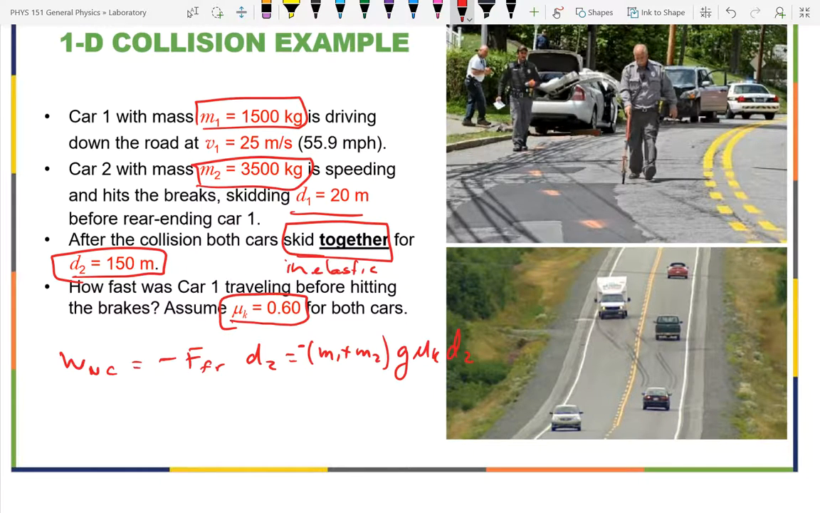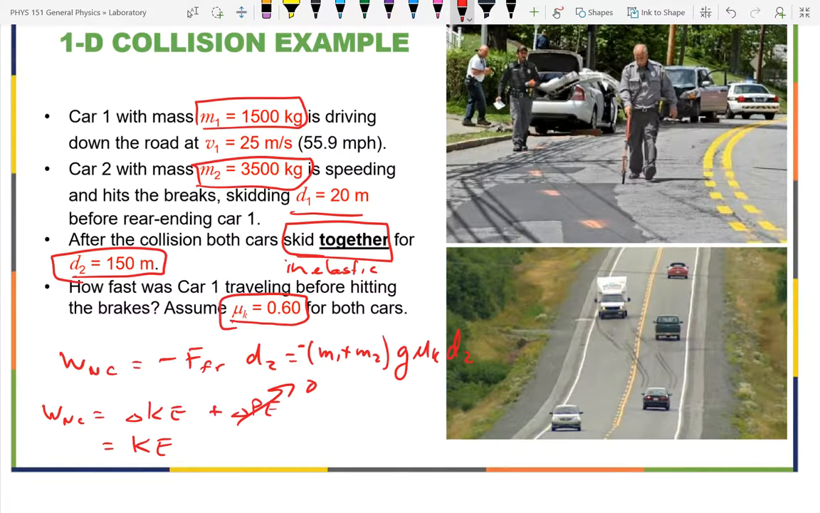The work energy theorem says the work non-conservative is equal to the change in kinetic energy plus the change in potential energy. So the cars weren't changing elevation, hence the change in potential energy is just 0, and it's going to be the changing kinetic energy in this case.